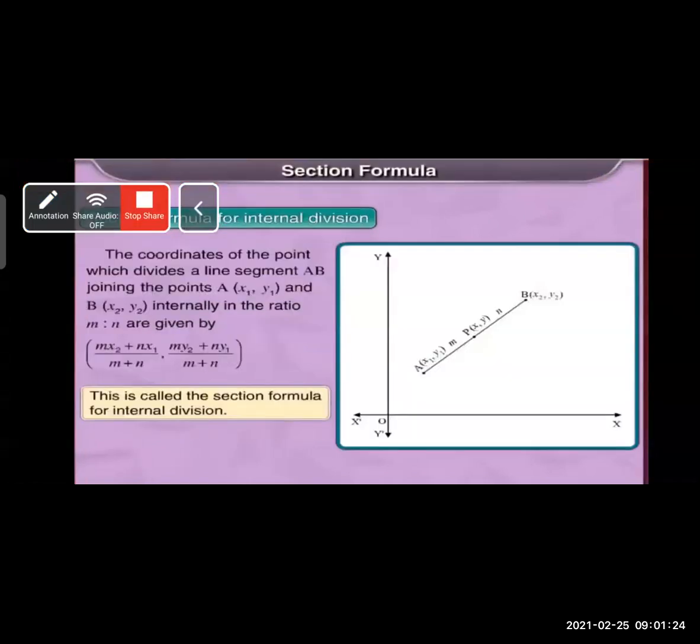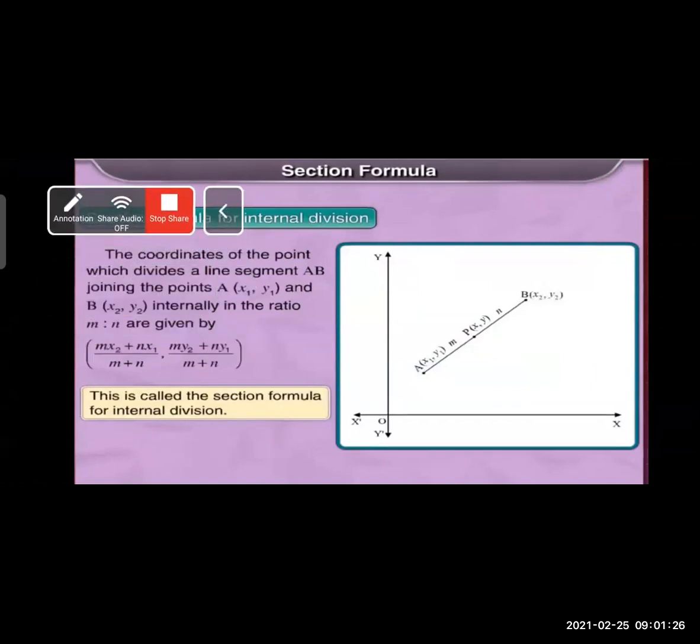Next, section formula for internal division. So this one is the important formula. So first we find the formula.